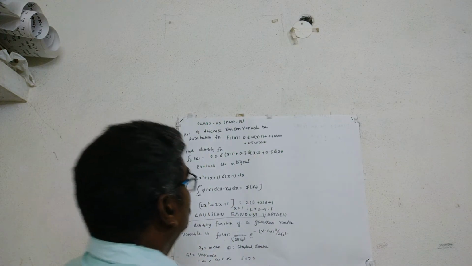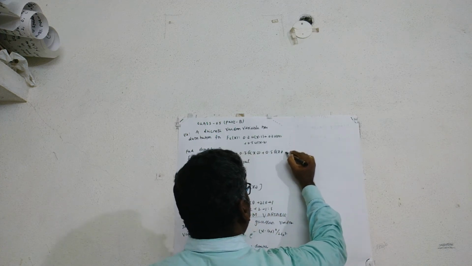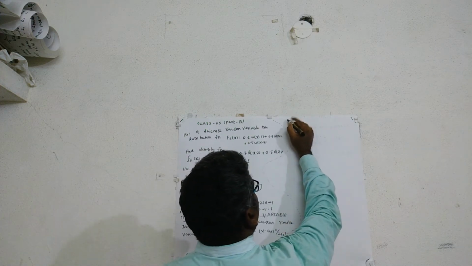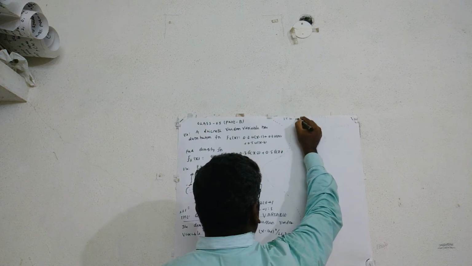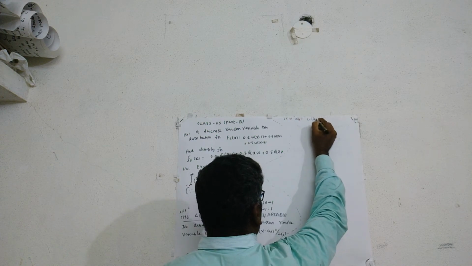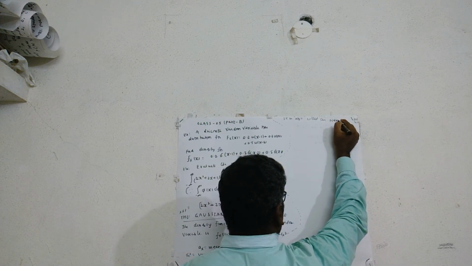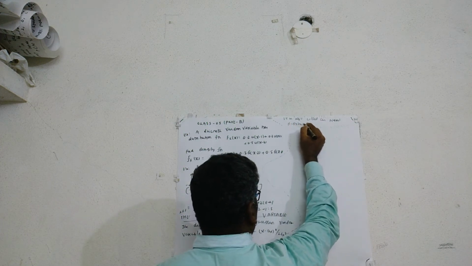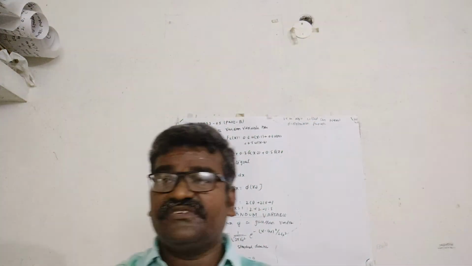Okay. What is the other name for this Gaussian distribution function? The other name is that it is also called the normal distribution function. The Gaussian distribution function is also called the normal distribution function.